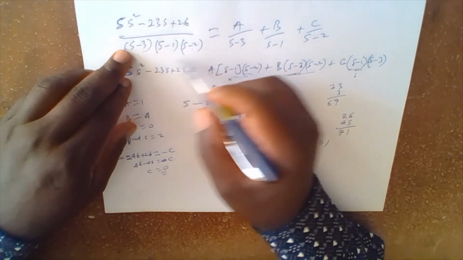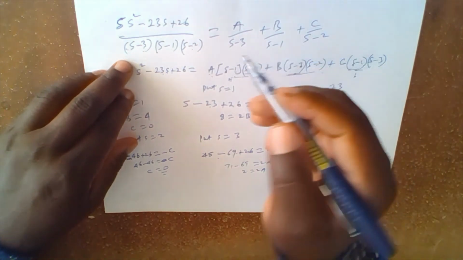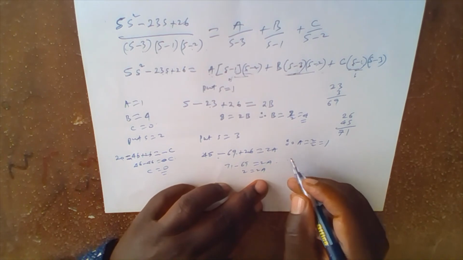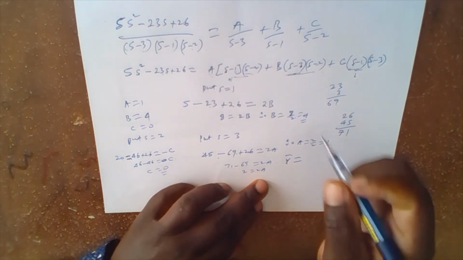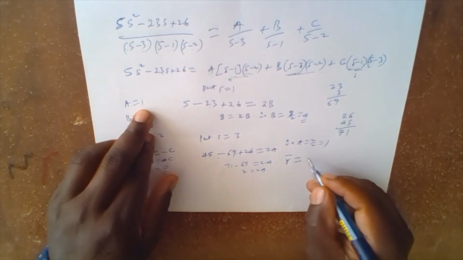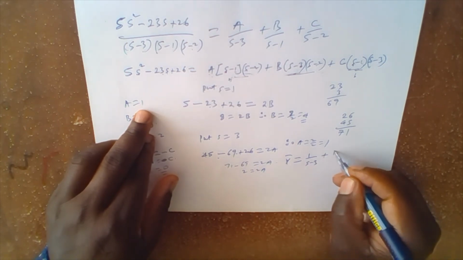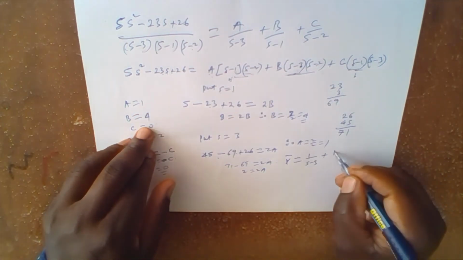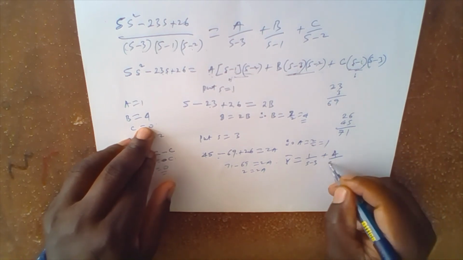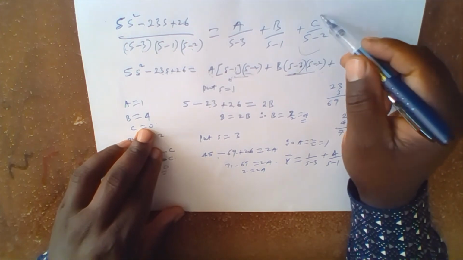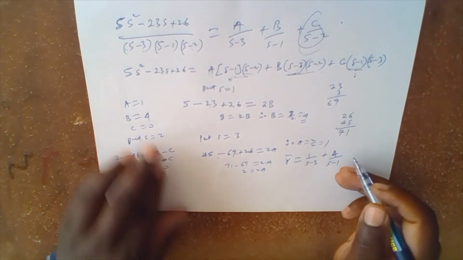Therefore, from here, our equation now, and remember this was our X bar. Therefore, we are saying that X bar equals A, which is 1 over s minus 3, plus B, which is 4 over s minus 1, and C is 0, therefore this is 0. Therefore, this is what we have.